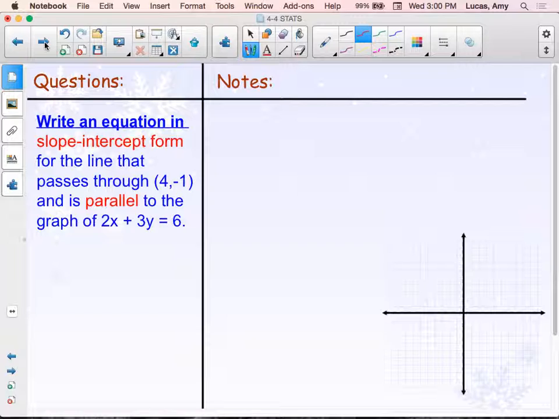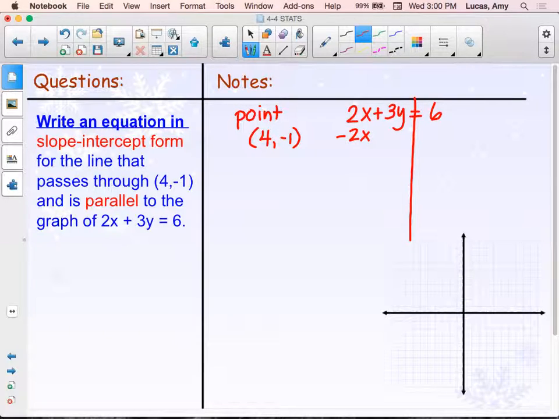A second example like this, slope-intercept form again, it has to pass through the point 4, negative 1, and it has to be parallel to 2x plus 3y equals 6. Now this one's going to require more work from me because I can't tell what the slope is by looking at this equation. So I need to rewrite my equation into slope-intercept form first. So subtract 2x on both sides. So 3y equals negative 2x plus 6.